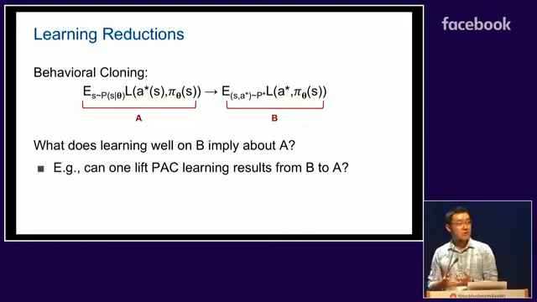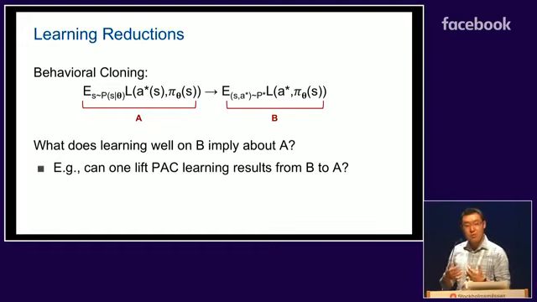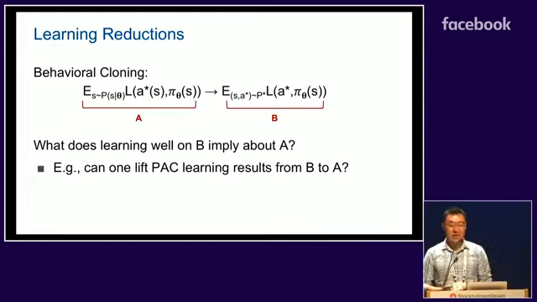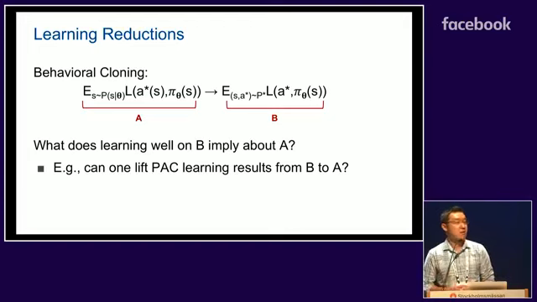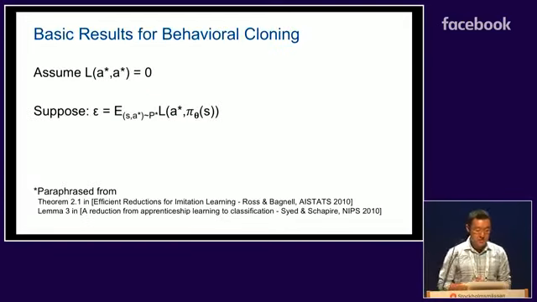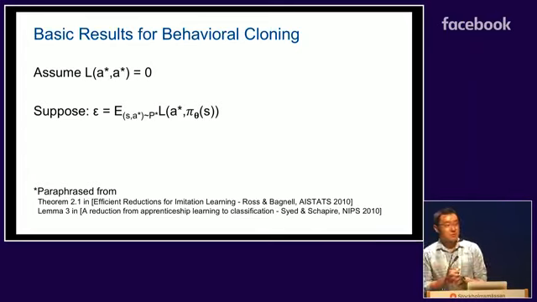And the idea of learning reductions is, well, okay, somehow we've developed more methods for B, right? B is a standard IID supervised learning problem. People have looked at generalization error, sample complexity and stuff like that. So if we know that we can learn well on B, does that imply anything about learning well on A? That's what a learning reduction is interested in. So for example, if we have a PAC guarantee on B, does that imply anything about something like a PAC guarantee on A?